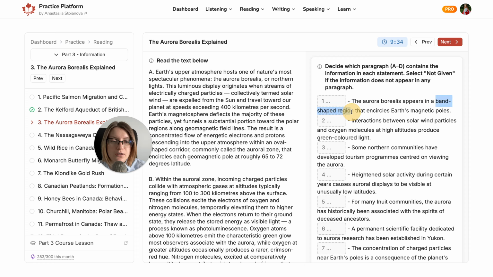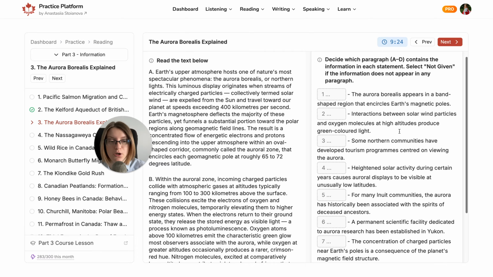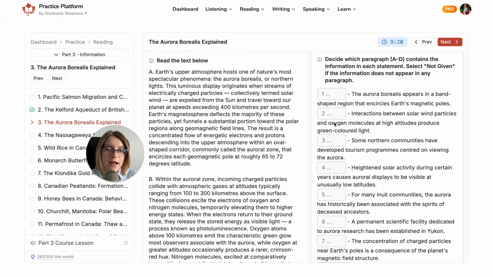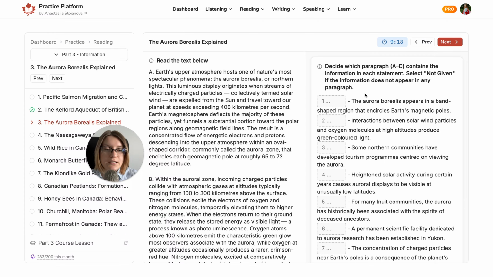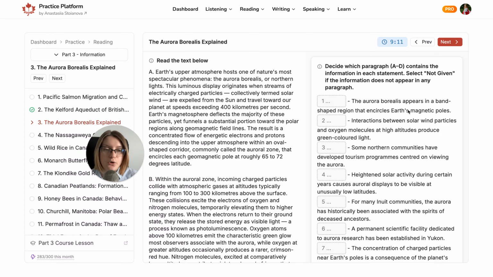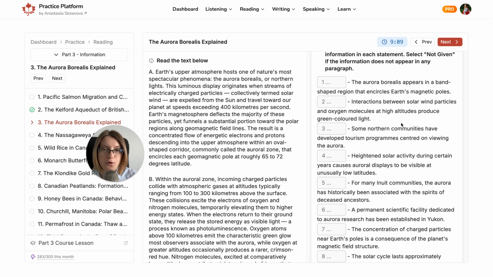So there is a band-shaped region. And the idea that it's about magnetic poles, yeah, so keep that in mind. You don't have to memorize. You can always refer. Of course, just like on a real exam, you will have the same way, yeah? You will see the statements on the right. They are not going to disappear or anything like that. And you see the texts on the left. So you don't have to memorize, but you have to kind of quickly think about these and find the keywords.